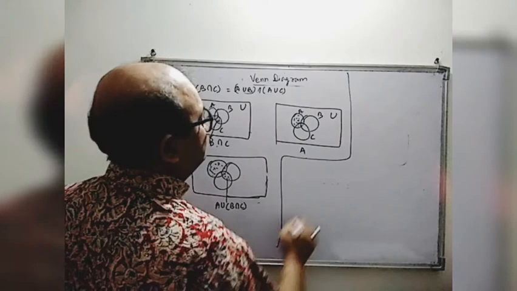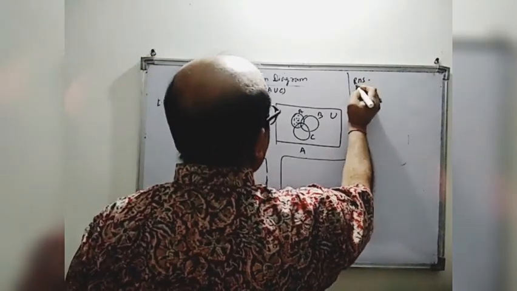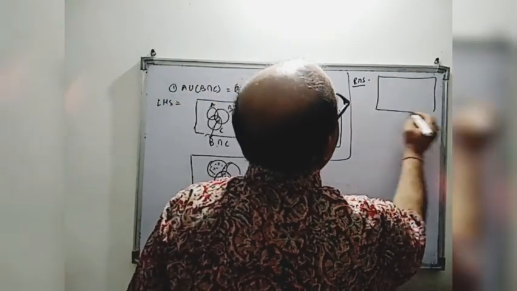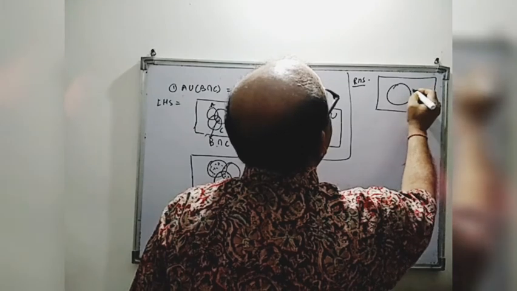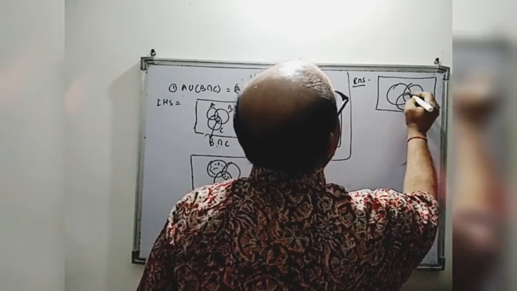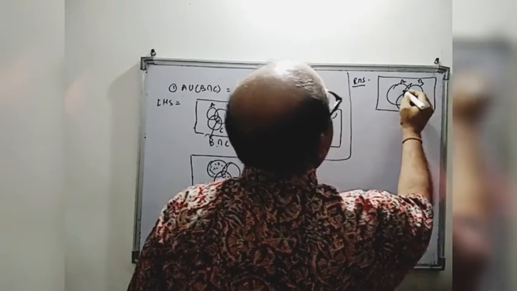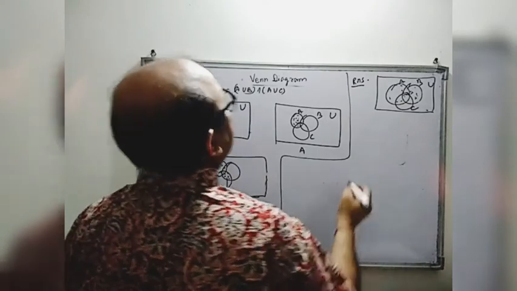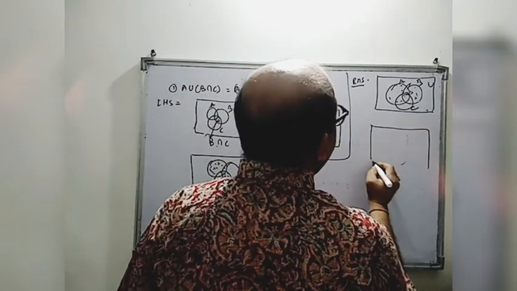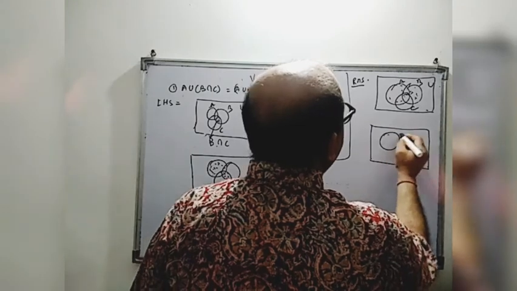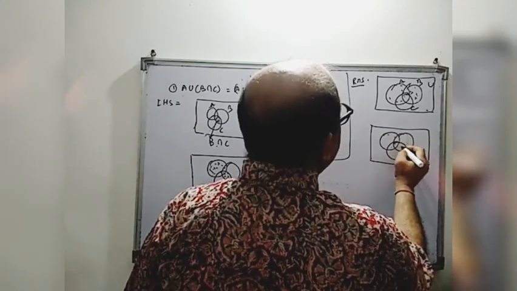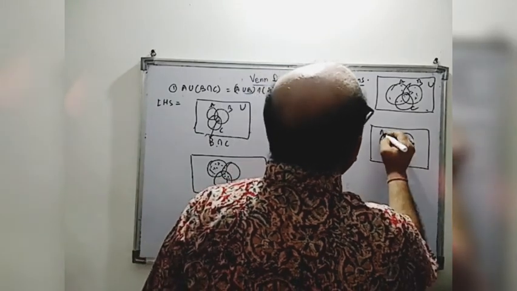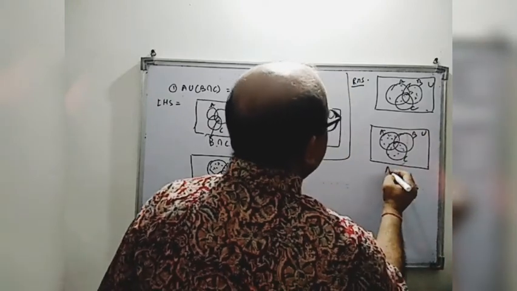I will start here, RHS: A union B intersection A union C. Let us do A union B first. This portion is A union B. And A union C: this portion is A union C, with A, B, C.